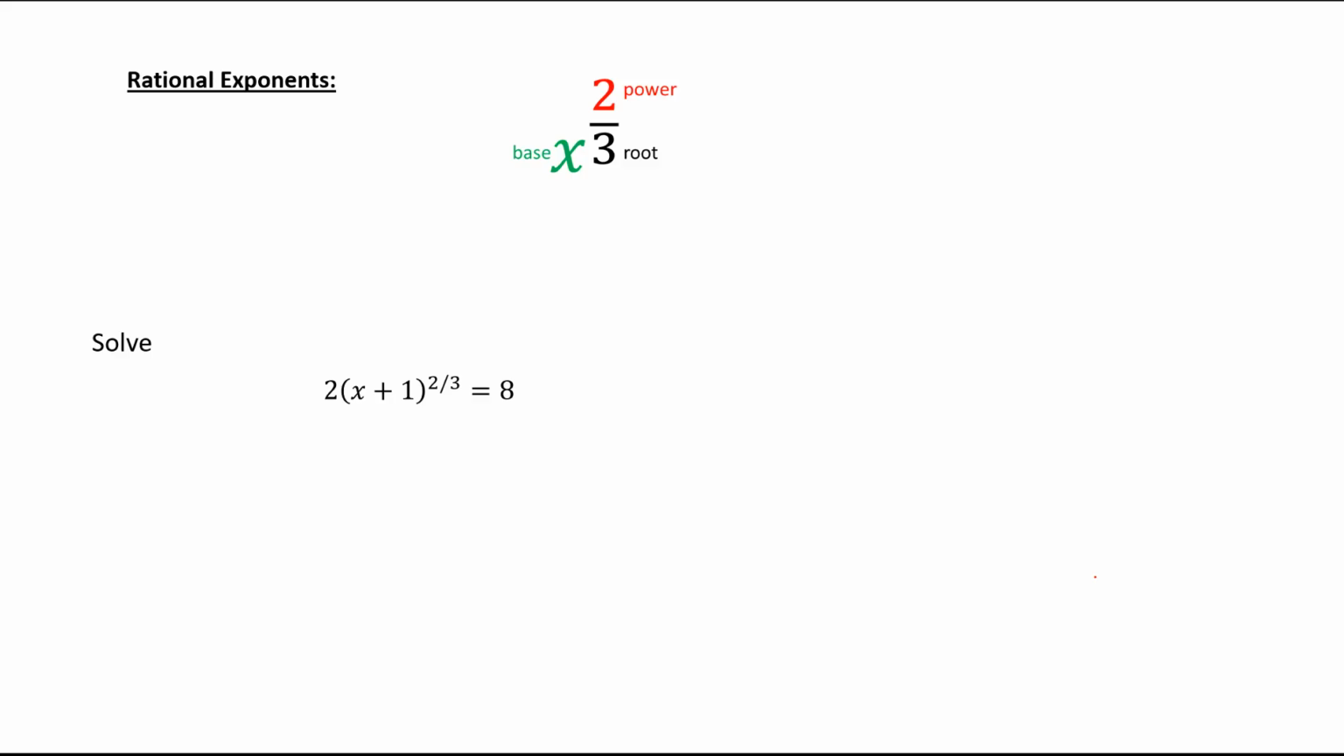Okay, let's think about rational exponents. What do they mean? Well, when you have an exponent on a base and it is a fractional exponent, a rational exponent, the top number is the power and the denominator of that exponent is the root. So x to the 2/3 power means the cube root of x squared. So whenever you have a fractional exponent, the numerator is the power that you're raising that base to, and the denominator is the root you're taking.